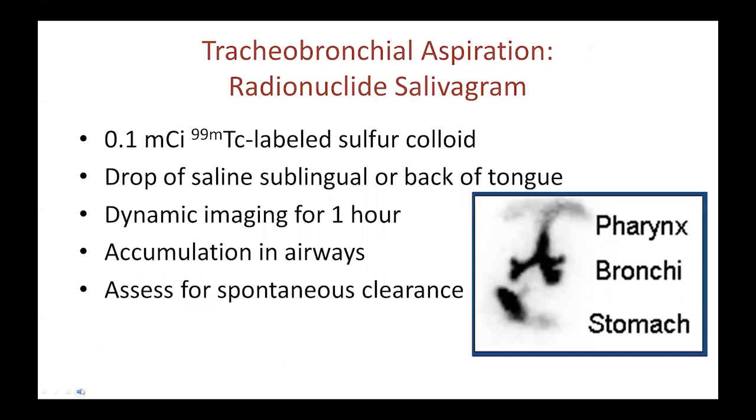Now, to evaluate for tracheobronchial aspiration, we perform a radionuclide salivagram. This is actually quite a simple test to perform. We take a drop of saline, which contains 0.1 millicurie of tech-labeled sulfur colloid. This is placed in the mouth, either under the tongue or on the back of the tongue. And then we perform dynamic imaging for 1 hour and look for accumulation of tracer in the airways.